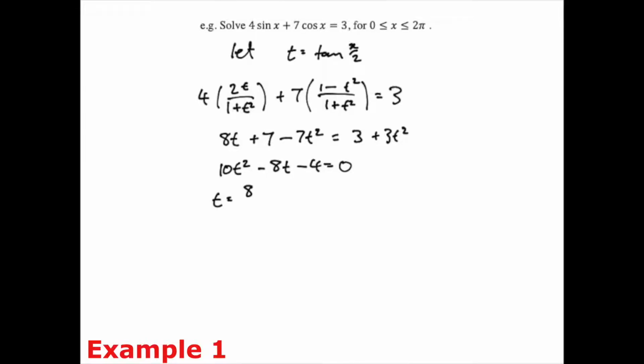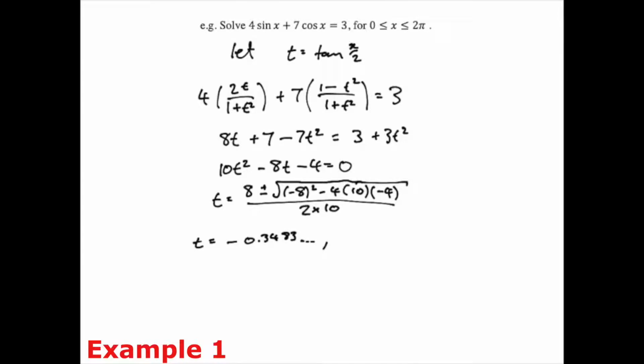So it will be negative b, so negative 8 makes positive, plus or minus the square root of negative 8 squared minus 4ac, all over 2a. And then I get my solutions for t. I've got negative 0.3483 and 1.14833. Okay, so now we want to substitute back in.